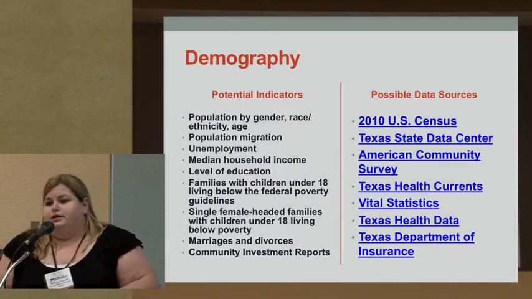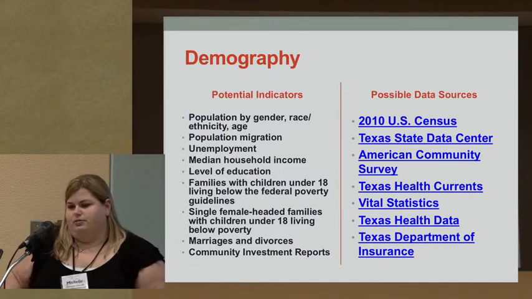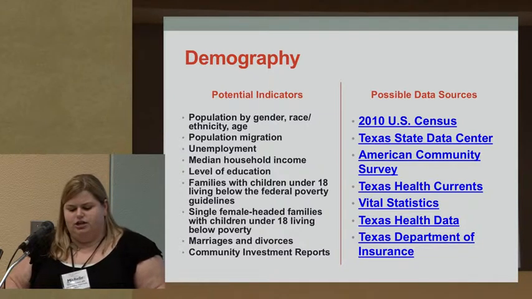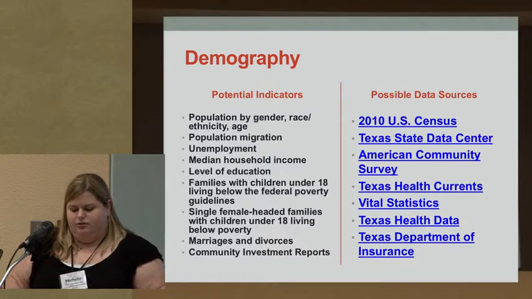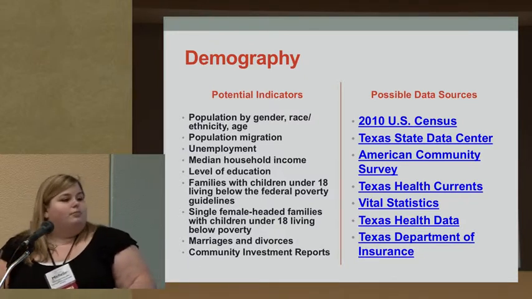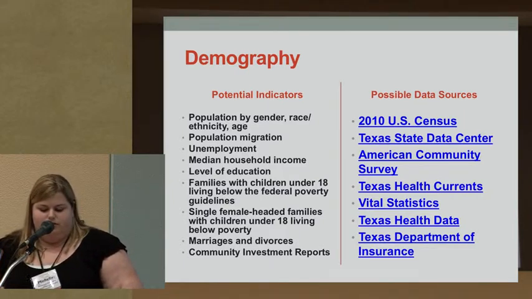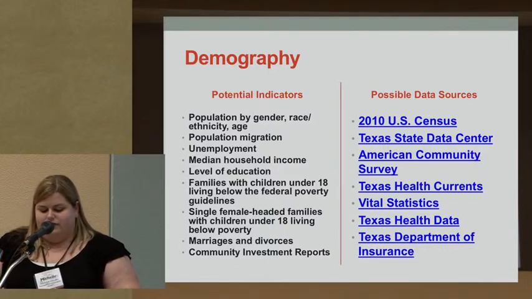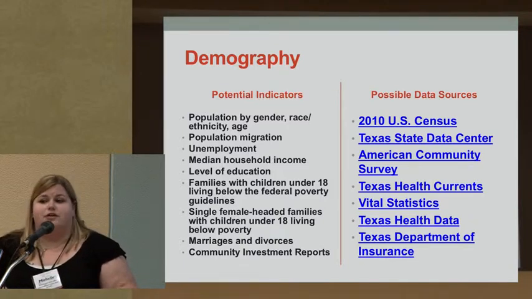First, I'm going to talk about demography. We have a lot of potential different indicators, including the populations by gender, race, ethnicity, age, population migration, unemployment, household income, level of education, families with children under 18, poverty, marriages, divorces, and then also community investment reports. Those actually you can get from the Texas Department of Insurance. Other possible data sources are, of course, the 2010 U.S. Census, the Texas State Data Center, the American Community Survey, Texas Health Currents, Vital Statistics, and Texas Health Data. A number of these we will be walking you through later this afternoon with Chris.